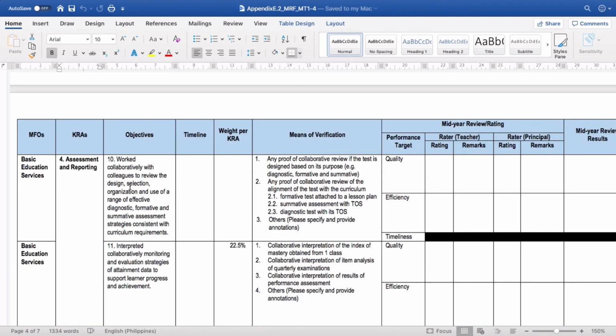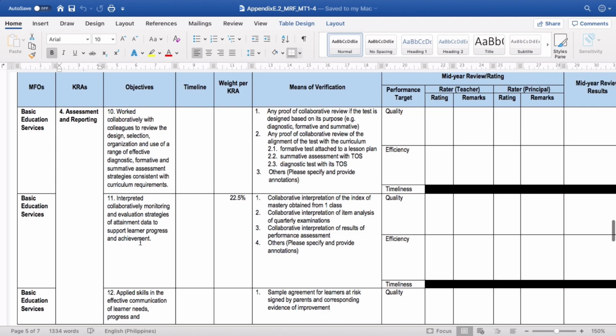For the KRA 4, assessment and reporting, Objective 10. Work collaboratively with colleagues to review the design, selection, organization, and use of the range of effective diagnostic, formative, and summative assessment strategies consistent with the curriculum requirements. So what are the MOVs? Any proof of collaborative review if the test is designed based on its purpose. Any proof of the collaborative review of the alignment of the test with the curriculum, like formative tests, summative tests with TOS, the diagnostic test with TOS, and others.